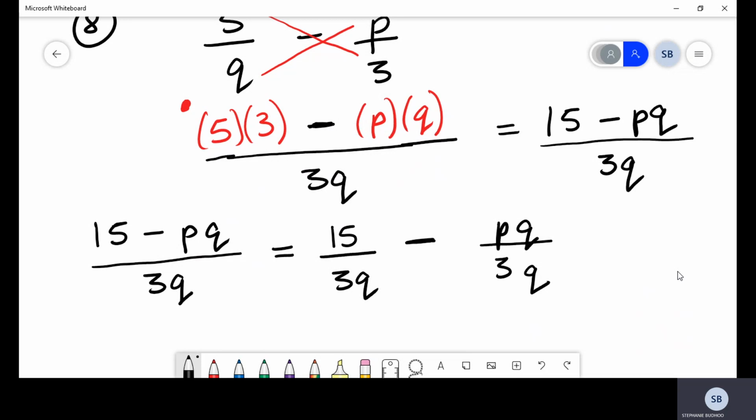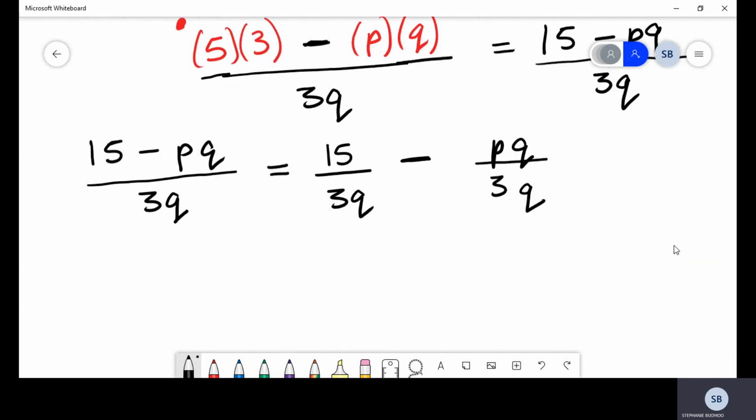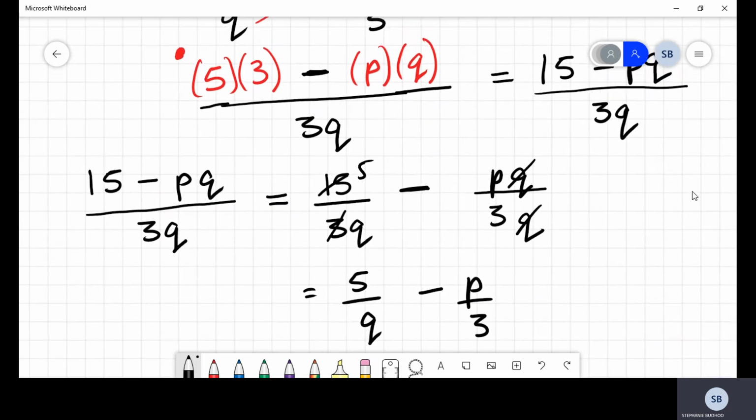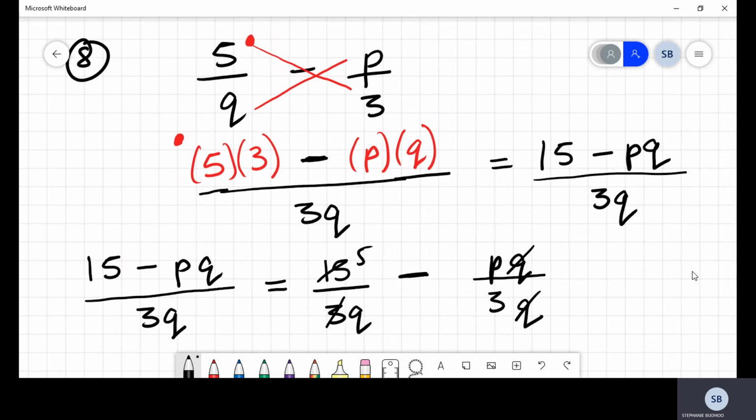You can also see, you can simplify this further. We have 15 over 3Q, that can cancel. 3 into 15 gives us 5. So you have 5 over Q, subtract, and you can see the Q's are going to cancel here. So we get P over 3. Now, what do you guys notice happens here? When we split it up, you have gotten back your original question.